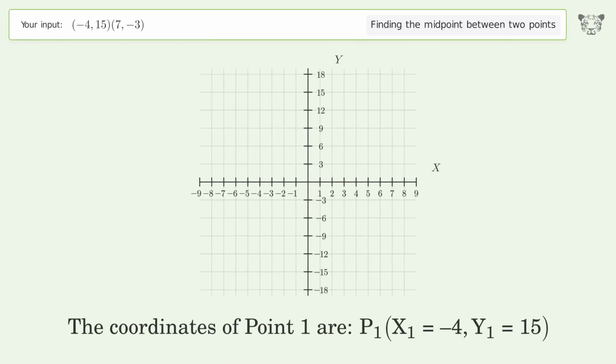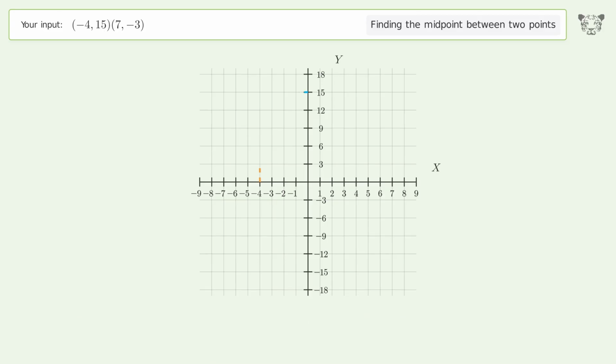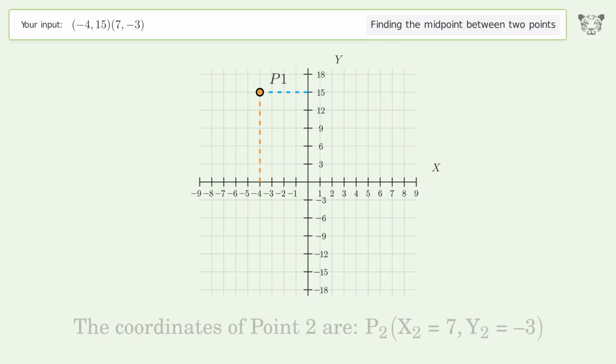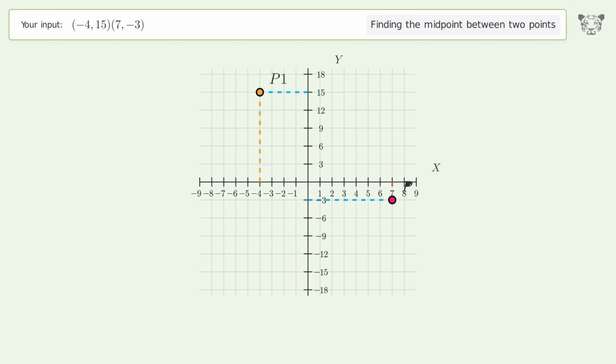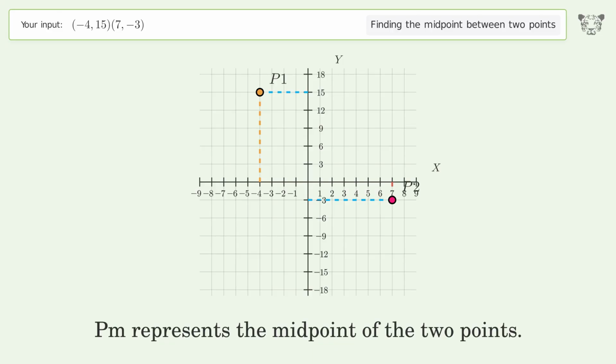The coordinates of point 1 are x1 equals -4, y1 equals 15. The coordinates of point 2 are x2 equals 7, y2 equals -3. PM represents the midpoint of the 2 points.